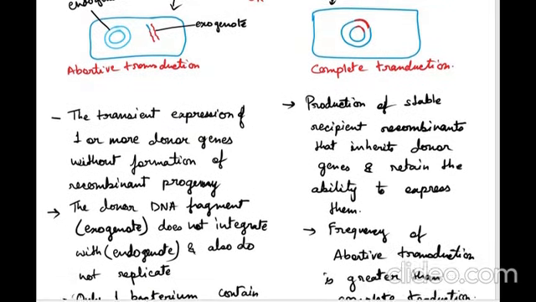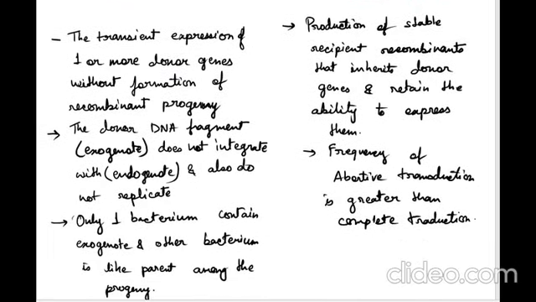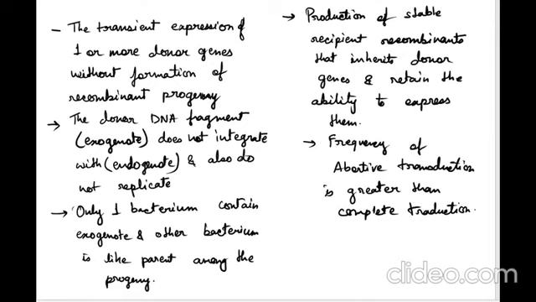In abortive transduction, there is transient expression of one or more donor genes without formation of recombinant progeny. The donor DNA fragment, that is exogenous, does not integrate with the endogenous DNA and also does not replicate. Only one bacterium contains the exogenous DNA and the other bacterium is like the parent among the progeny. So out here we do not get everything. All the DNA is not incorporated and all the cells that are produced do not have proper transduction. So it is called abortive.